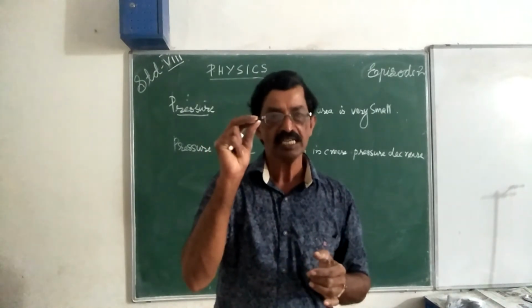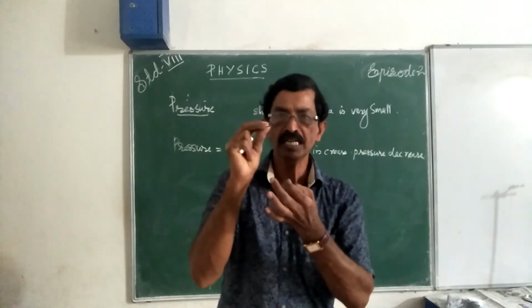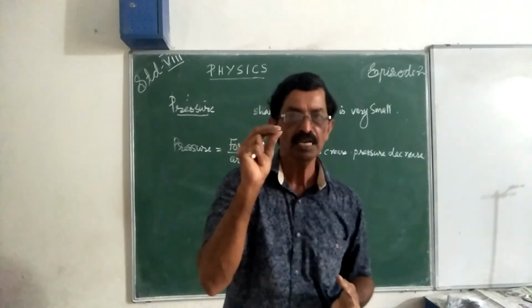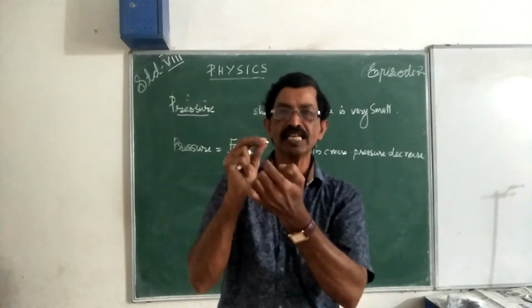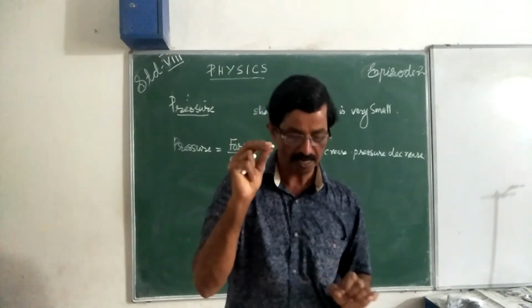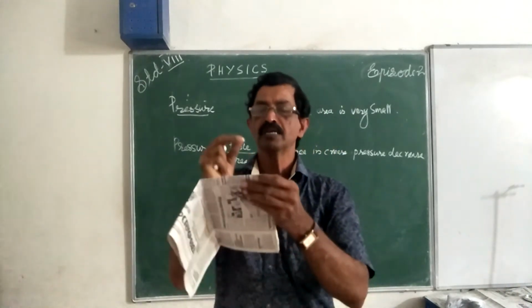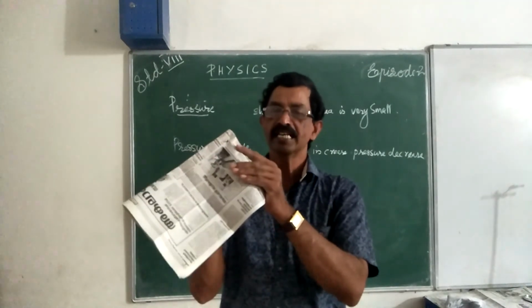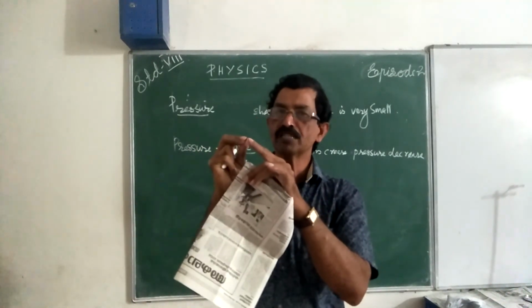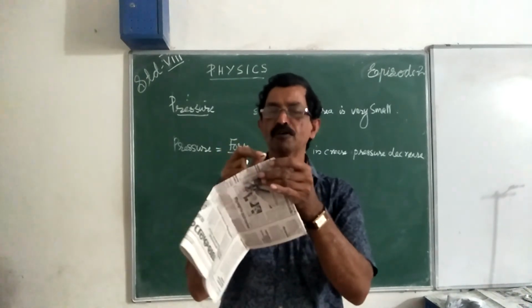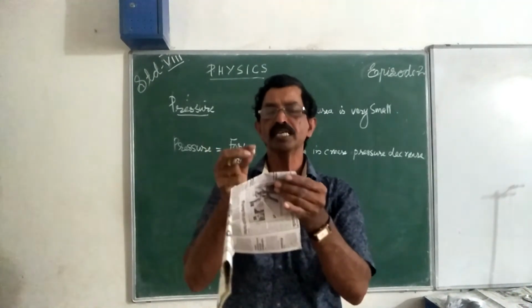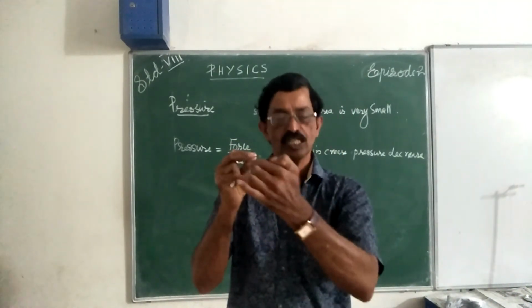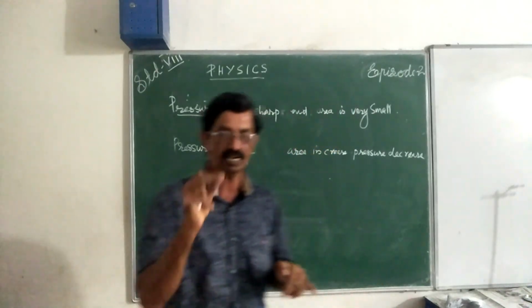This is sharpened. Here the area is very small, because for the same force, suppose we are applying 5 Newton force, if area decreases, pressure at that point is more. When I try to push this nail through this paper, this end goes through because the area of this end is small, so the pressure acting at this point is large. But for the same force, if I try to push through this end, it is not going because the area is large, so the pressure at that point is small.